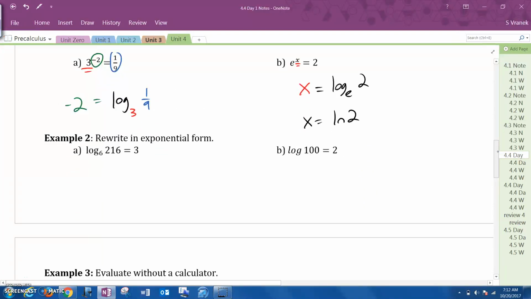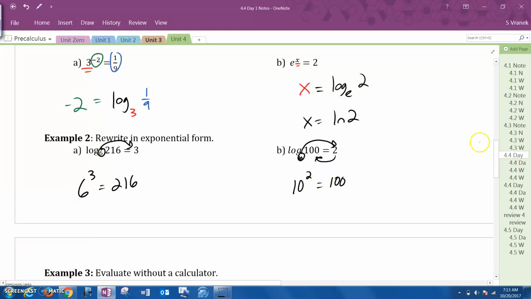Now to rewrite in the other form, I like the spiral method. I say, okay, this is my base number, that's my exponent. So 6 to the third equals 216. And sure enough, that's what it is. Now remember, when there's no number here, you have to assume base 10. That's our common log. So we would say 10 to the second power is equal to 100.